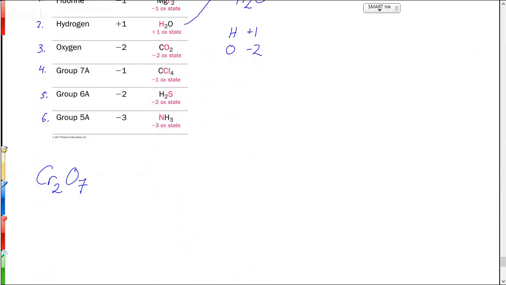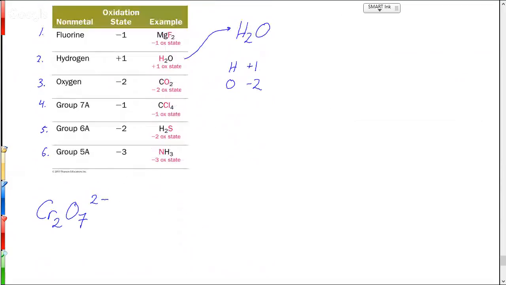Cr2O7. Okay, actually that's an ion, right? And what's the charge on the dichromate ion? Yeah, that one's -2 overall. So in this ion, chromium and oxygen are going to have certain oxidation states, and those oxidation states need to add up to -2. So we go to the chart and ask, which do we assign first? Chromium or oxygen? Oxygen. Chromium's not even on the chart because metals get all crazy. So just oxygen. We know oxygen has to be -2 from the chart.